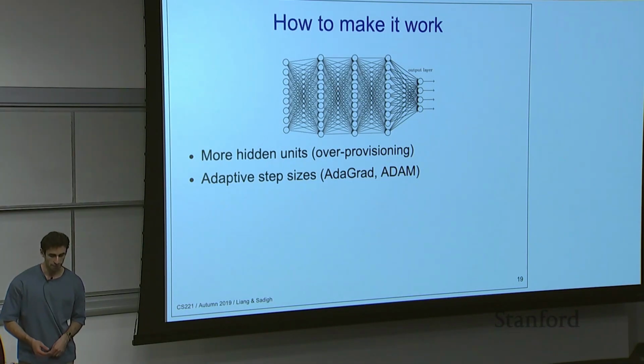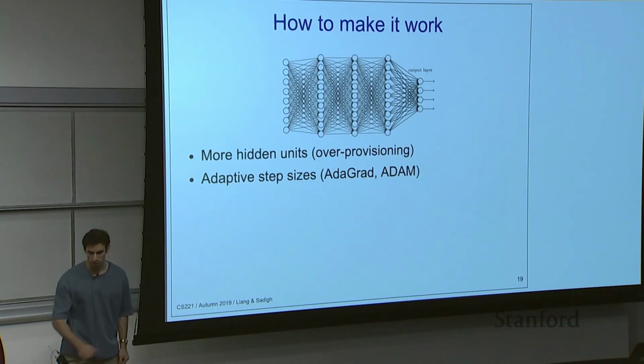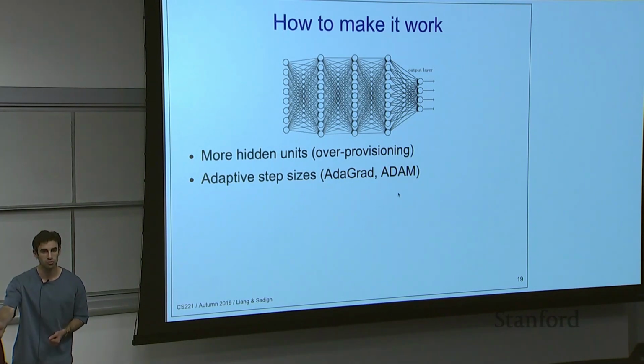For example, if you have lots of hidden units, that can be helpful because it gives more flexibility in the optimization. If you over-provision, if your model has more capacity than it needs, then you can be more flexible with the kind of functions that you can learn. We also have better optimizers. Whereas SGD will step in the same direction by the same amount every time, we have newer optimizers like AdaGrad and Adam that decide how far to move in a direction once you've decided the direction.